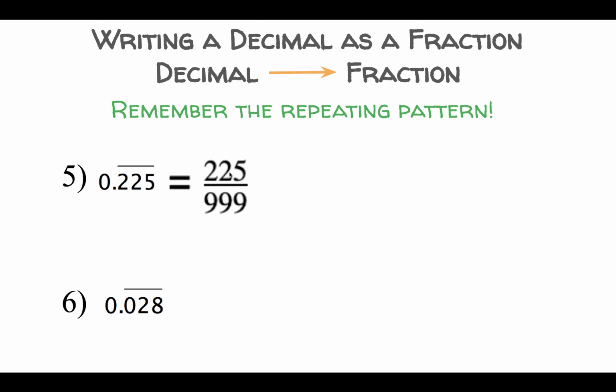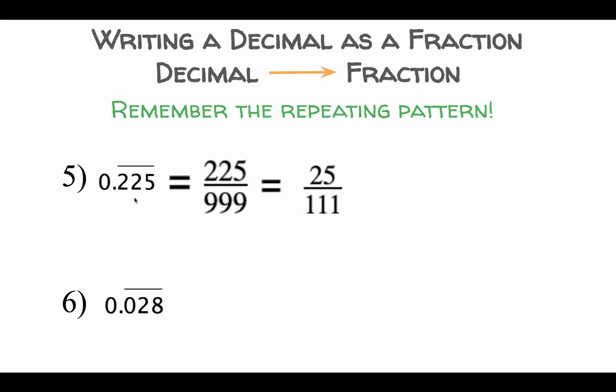So if I go 5 plus 2, that's 7, plus 2, that's 9. 9 plus 9 plus 9, that's 27. I know I can divide both the numerator and the denominator by 9. So if I do that, I'm going to get 25/111ths. And here is the simplified fraction for this repeating decimal.